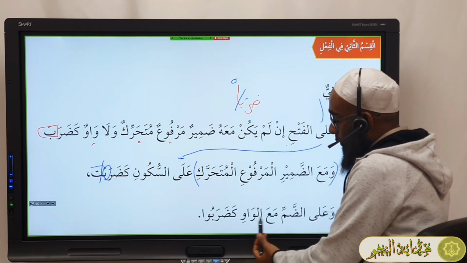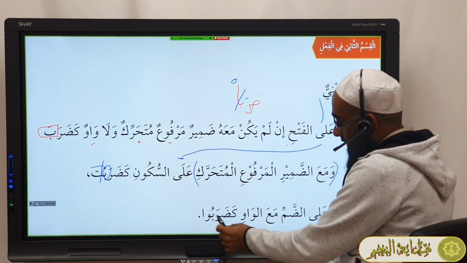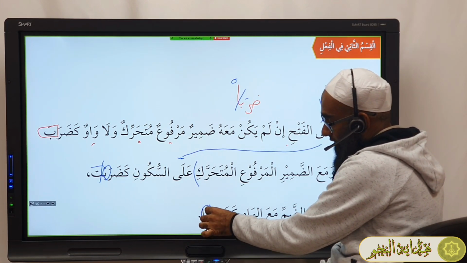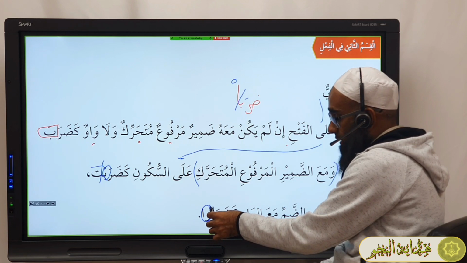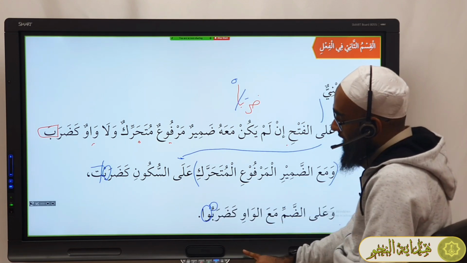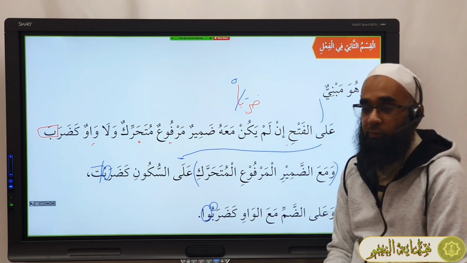Wa ala dhamma al wawi ka darabu. If you have a waw fa'il, jama', then the lam al-kalima has a dham. So it's mabni ala dham.